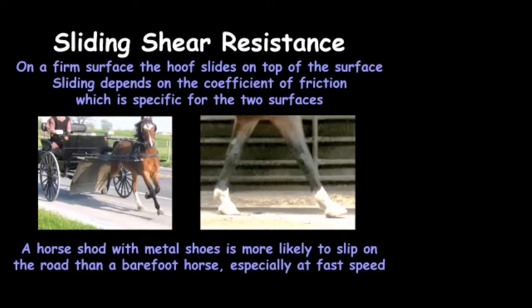Okay, so it's a highly specific measurement. And I think we know sort of intuitively that a horse shod with metal shoes is more likely to slip on the road than a barefoot horse, because of this difference in the coefficient of friction. We have a higher coefficient with the horn of the hoof versus the metal of the shoe.